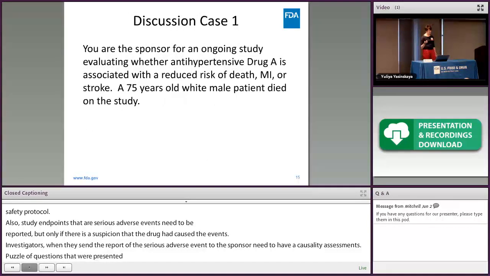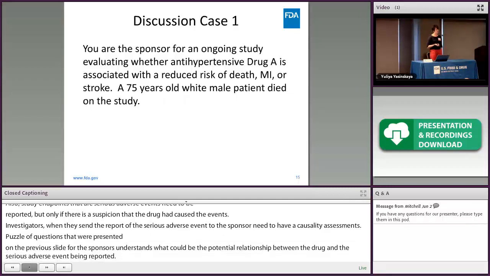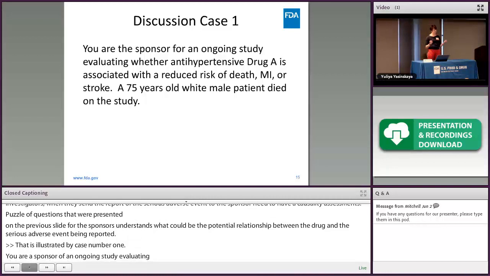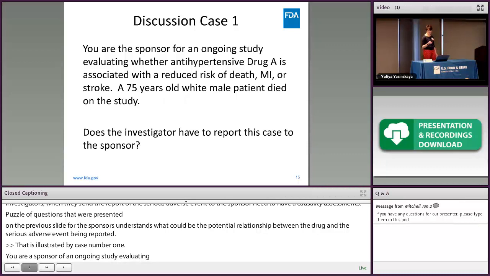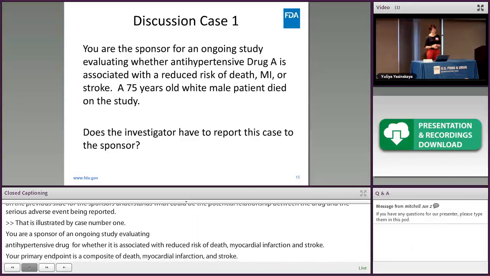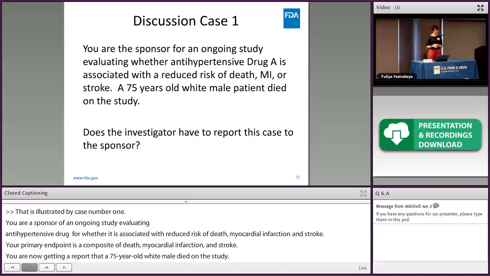You are a sponsor of an ongoing study evaluating an antihypertensive drug A for whether it's associated with reduced risk of death, myocardial infarction, and stroke. So your primary endpoint is a composite of death, myocardial infarction, and stroke. And now you're getting a report that a 75-year-old white male had died on your study. So does the investigator have to report this case to the sponsor? What are your thoughts? Yes, you would think it should be, but let's go step by step.